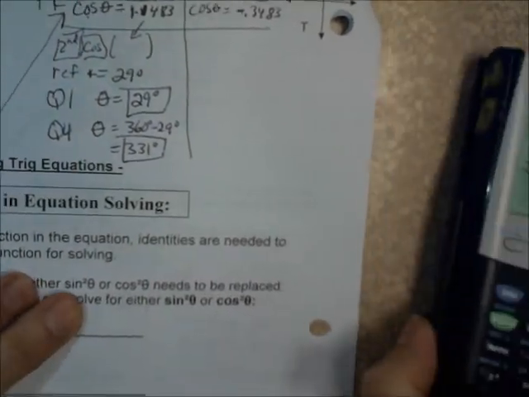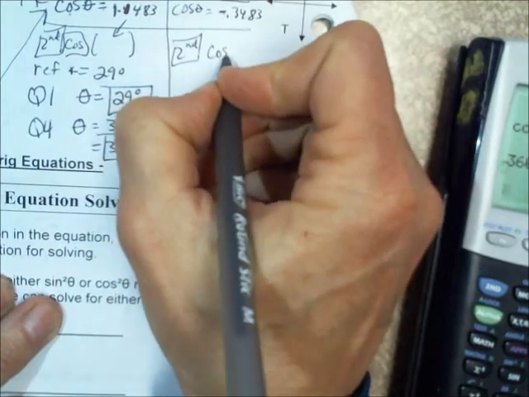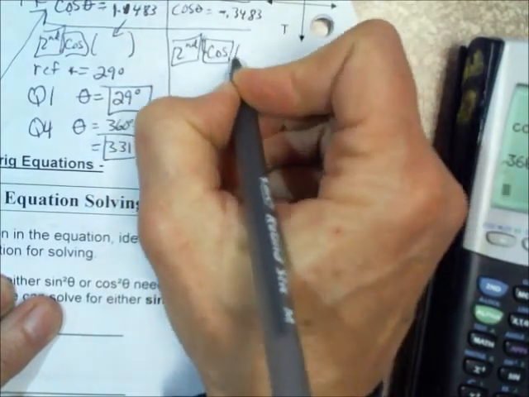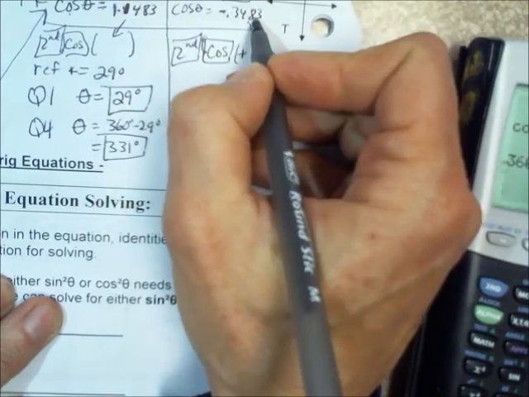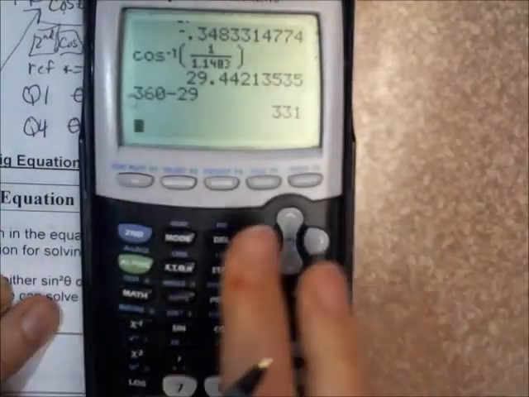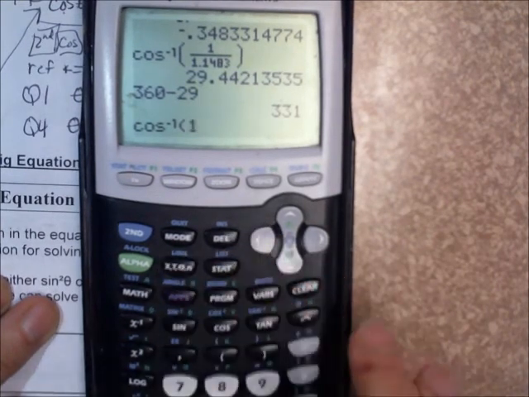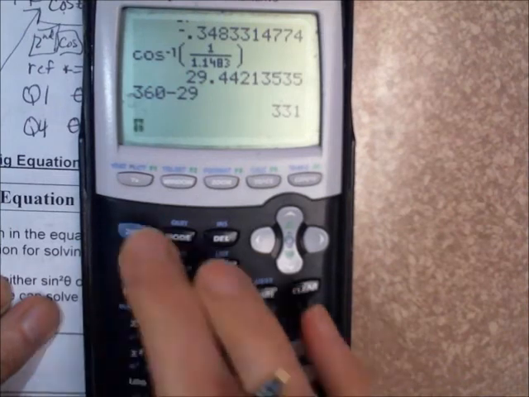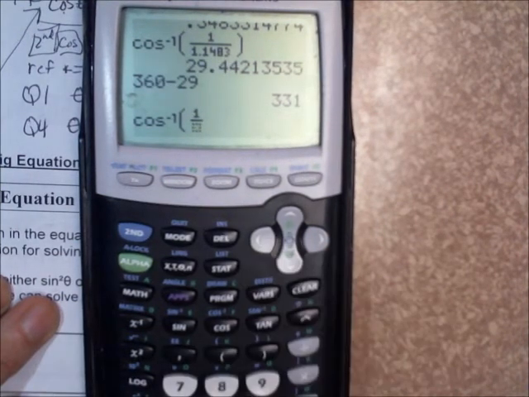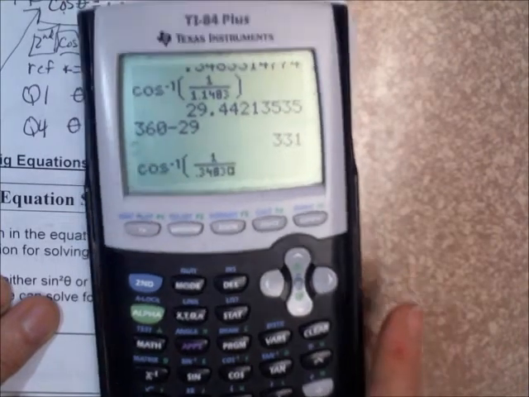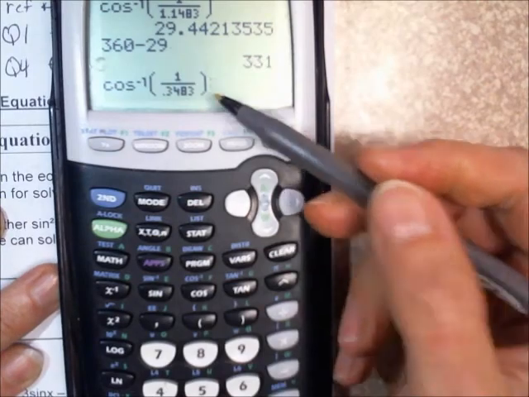Now over on the right, we're going to do secant inverse of the positive value of that. So it's just going to be 1 over 0.3483. So secant inverse of 1 over 0.3483. Make sure it's always a positive going into the secant inverse.